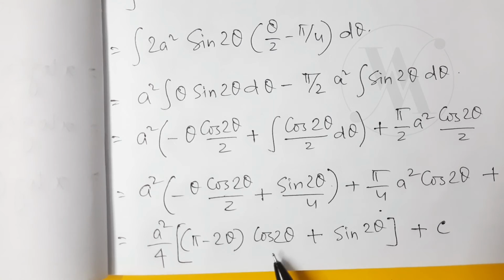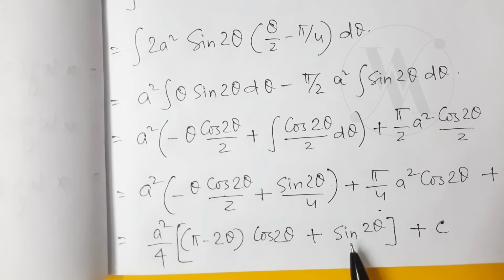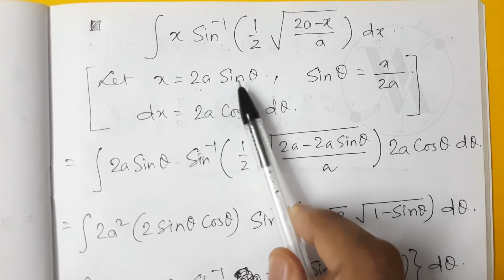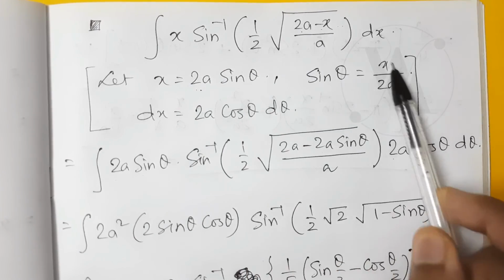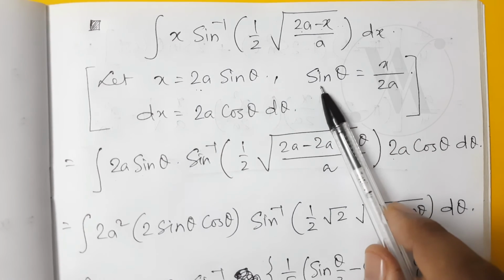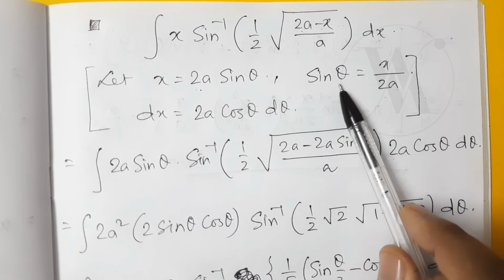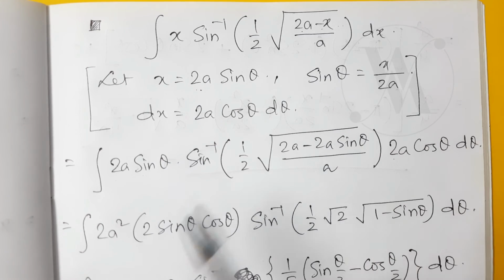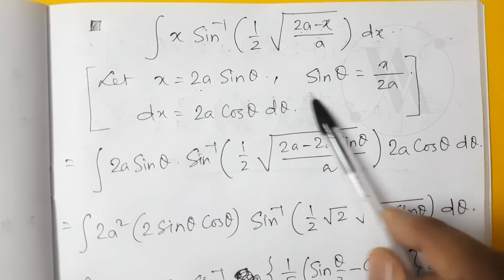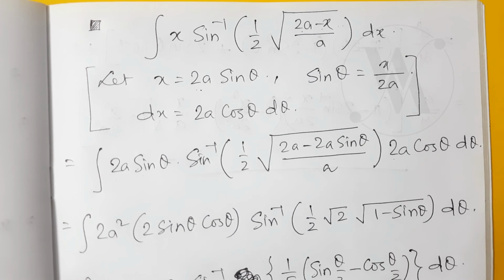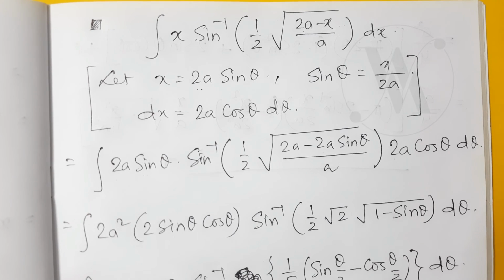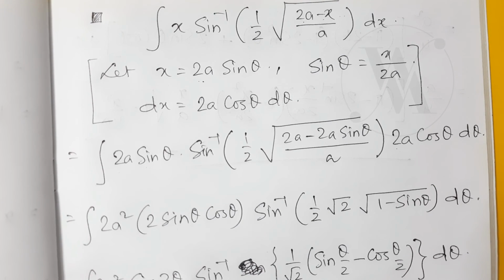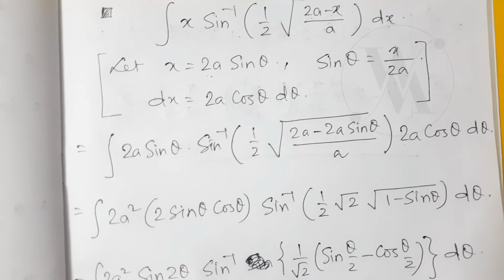But here you notice that this is cos 2 theta and sine 2 theta, but we have x equal to 2a sine theta. So sine theta is x by 2a, but we don't have values like cos 2 theta and sine 2 theta. So we have to do something so that sine theta or cos theta comes. So we will apply the formulas of cos 2 theta and sine 2 theta. The cos 2 theta formula is 1 minus 2 sin square theta, and the sin 2 theta formula is 2 sin theta cos theta.